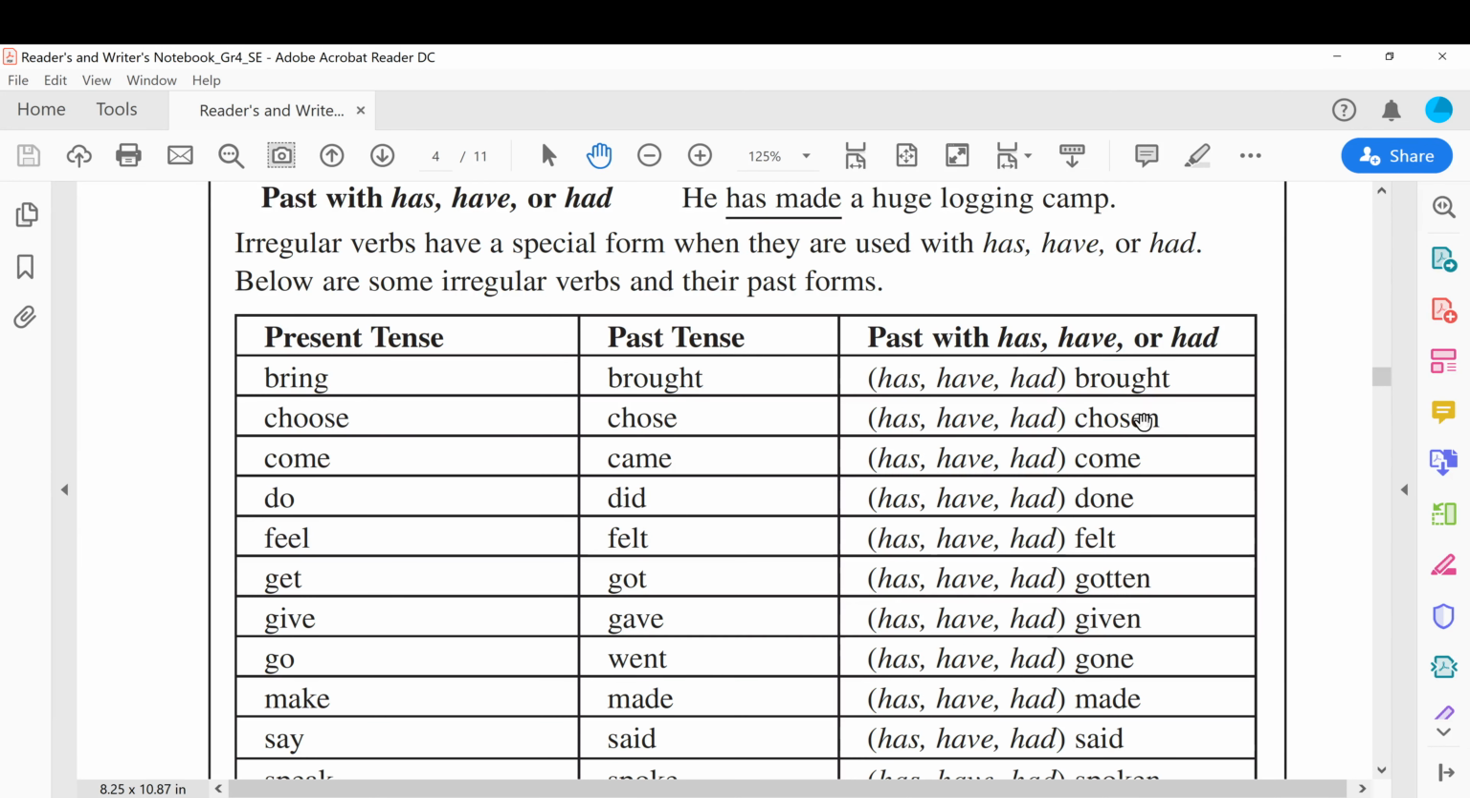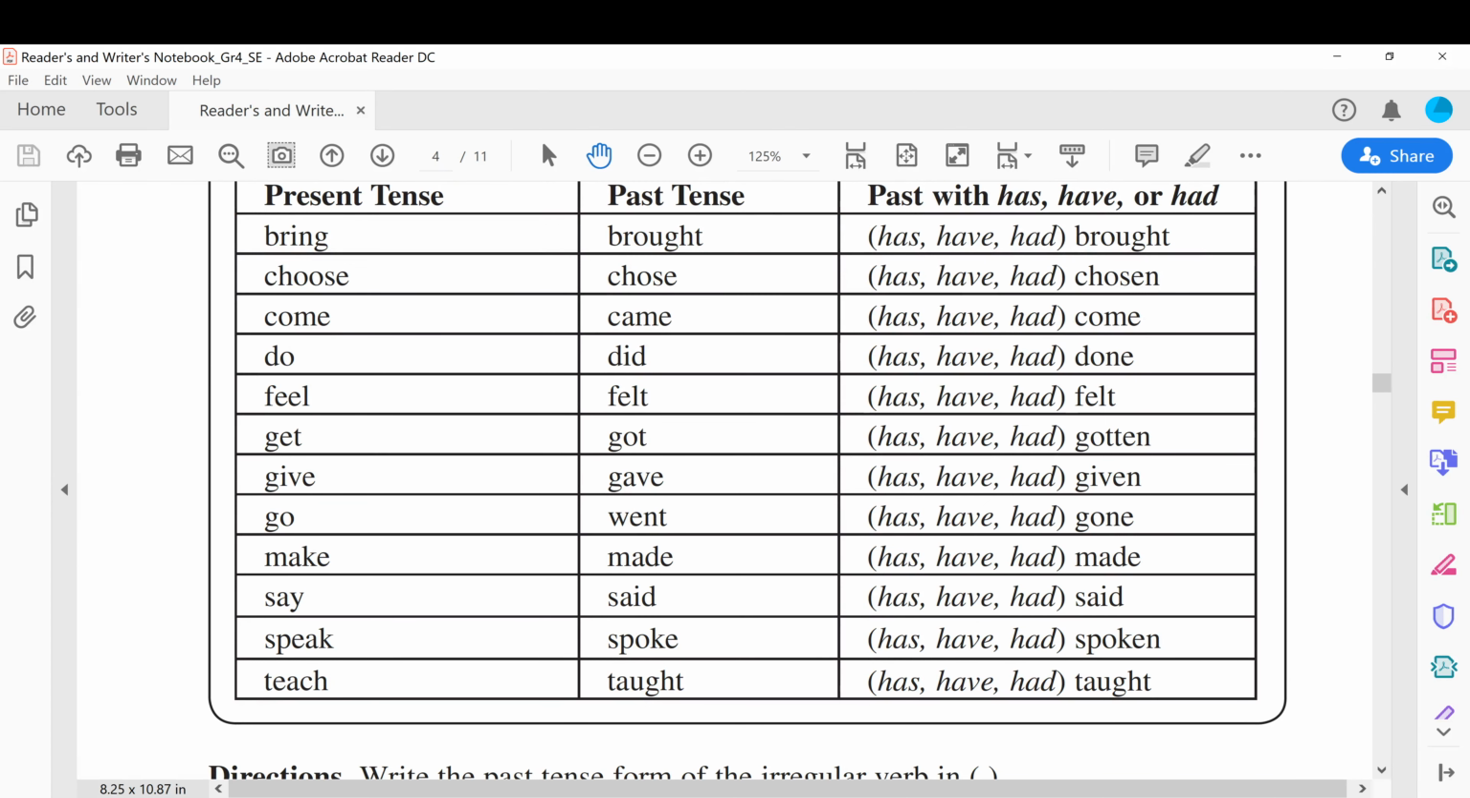For example, the verb bring in the past, brought, past participle, brought, or past with has, have, had, brought. Choose, chose, chosen. As you see in this example, choose with double o, the past with only one o, and here one o and we add n, chosen. Come, came, came. It looks like the one in the present. Do, did, done. Feel, felt, felt. This table should be memorized, by the way.